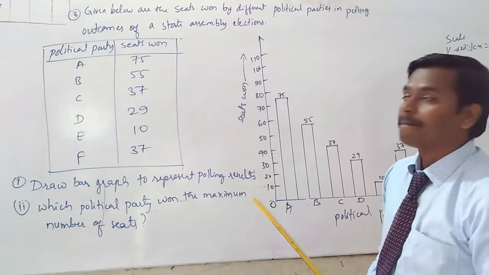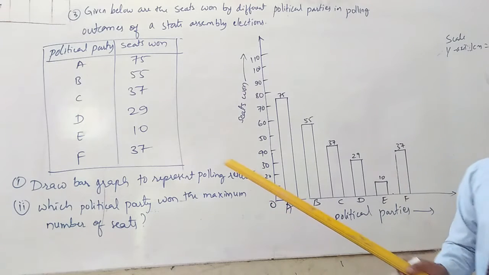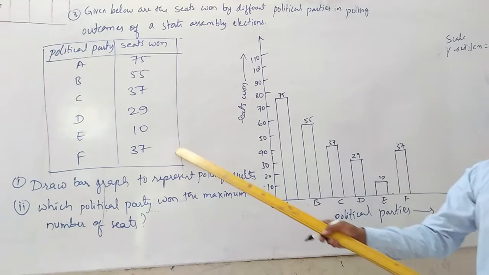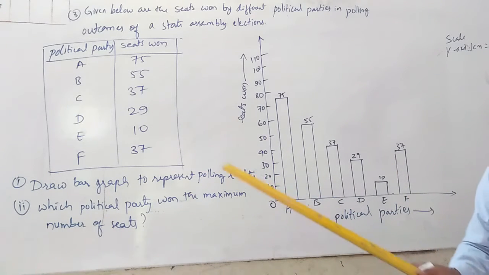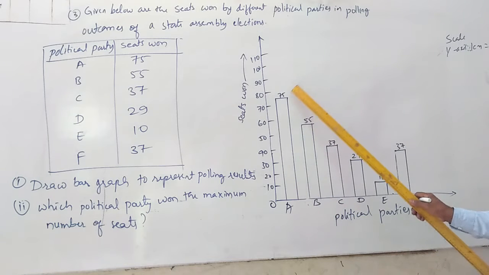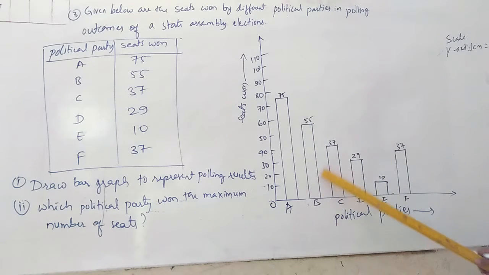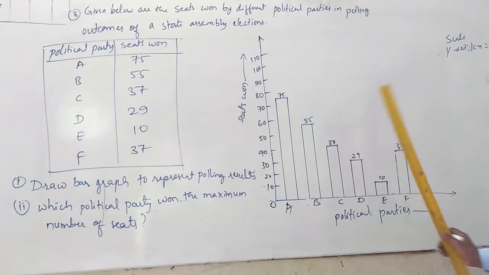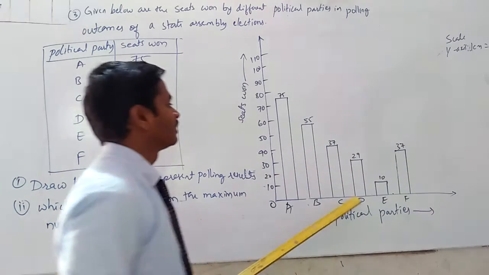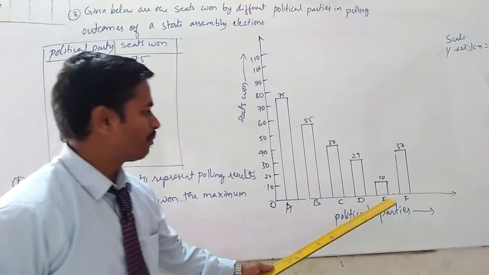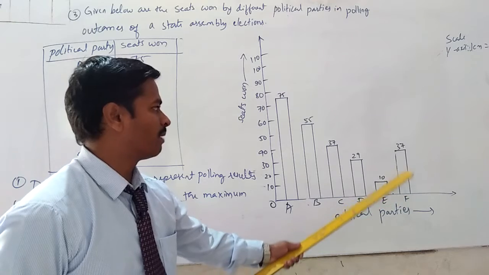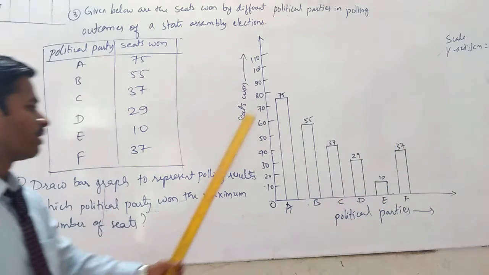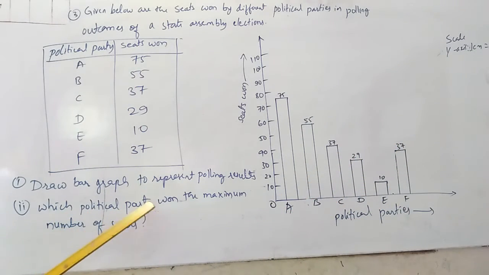Now this is the bar graph representing the number of seats won by each political party. Party A won 75 seats, B won 55 seats, C won 37 seats, D won 29 seats, E won 10 seats, and F won 37 seats. The next question is, which political party won the maximum number of seats?